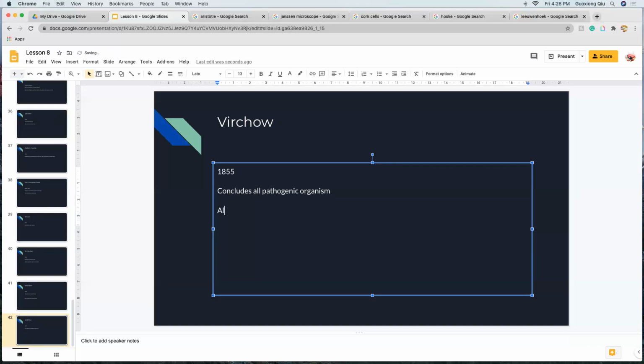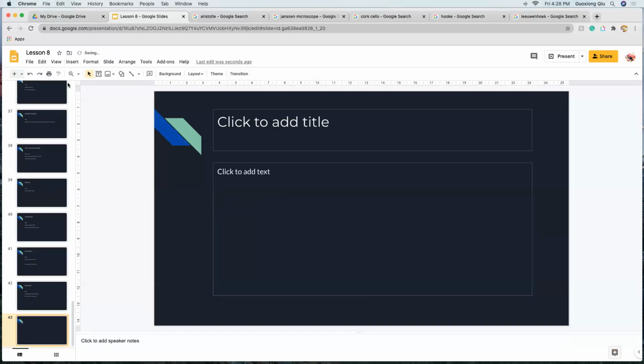There you go. All cells come from other cells. This is what he did. As in, cells don't appear out of nowhere. Cells reproduce. Wow. There. Now we're done cell history.